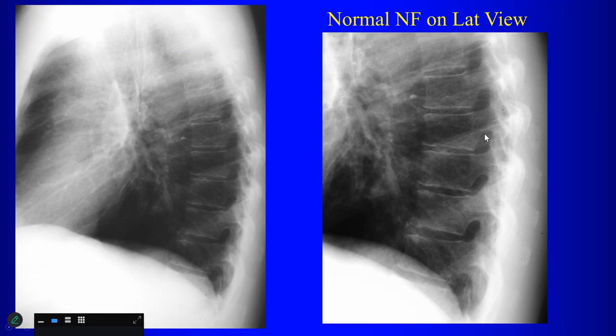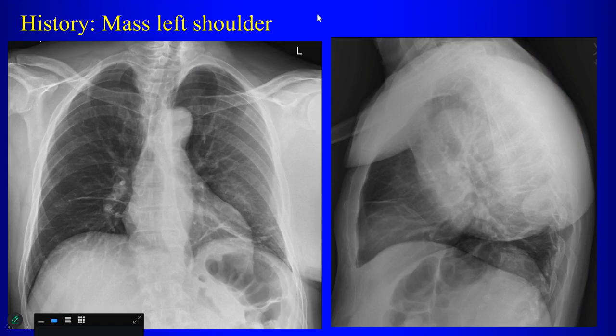Okay. Look for your neuroforamina on your lateral view, right? They should be lucent. Also make sure that you look at both diaphragms posteriorly on your lateral view. You want to see the neuroforamina on your lateral view, okay?